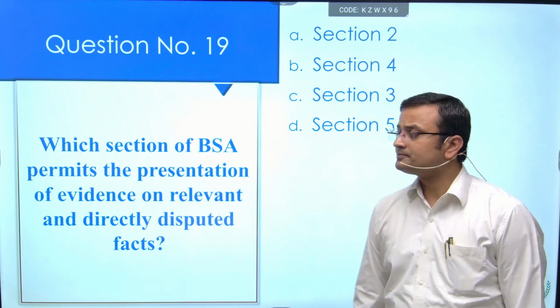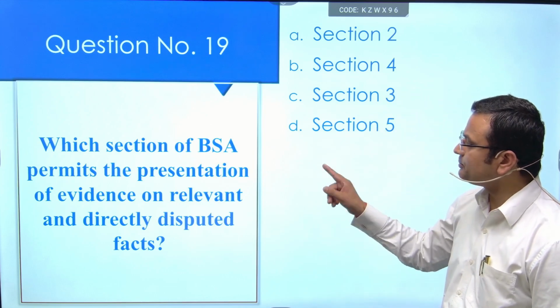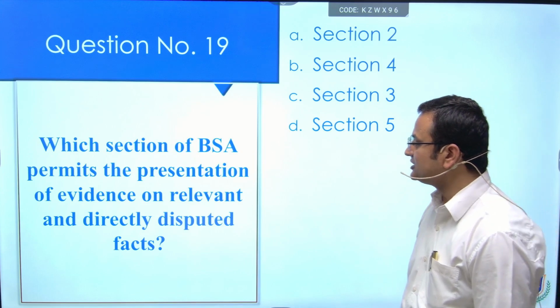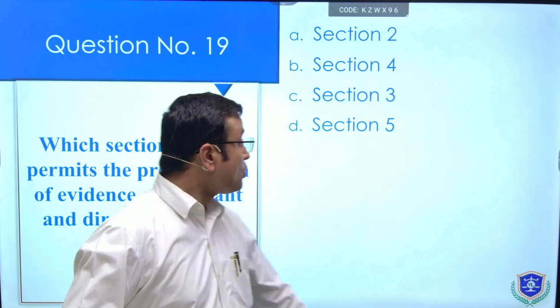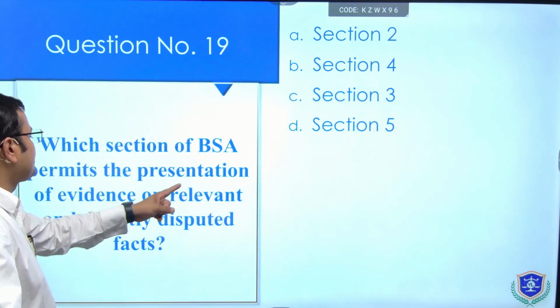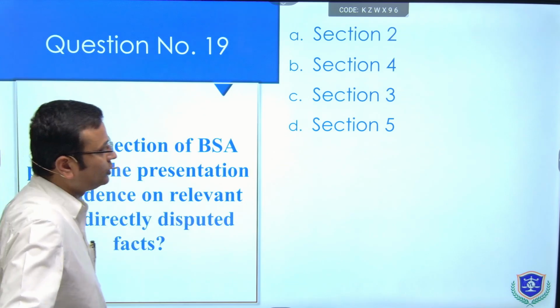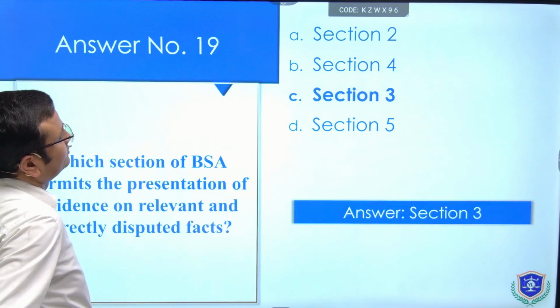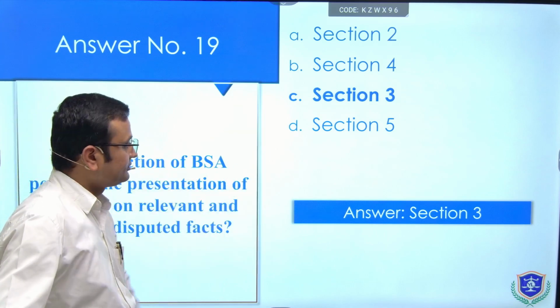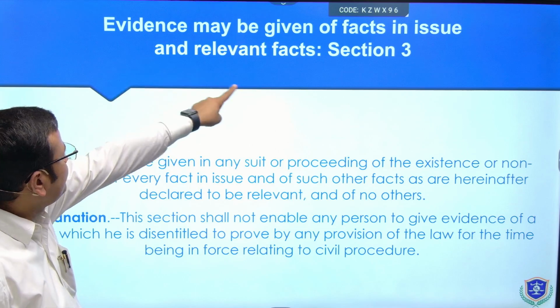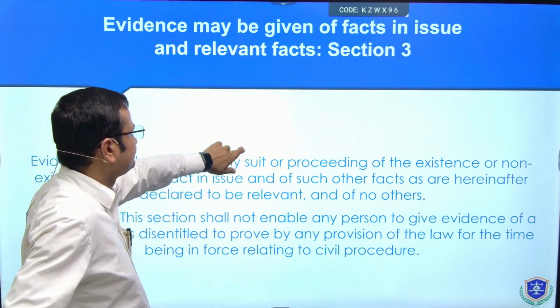Next question is, which section of BSA permits the presentation of evidence on relevant and directly disputed facts? Section 2, 4, 3, or 5. Answer is Section 3. See the explanation. Section 3 provides evidence may be given of facts in issue and a relevant fact.